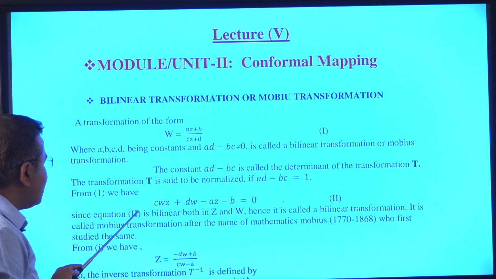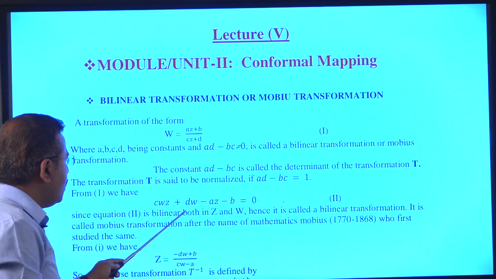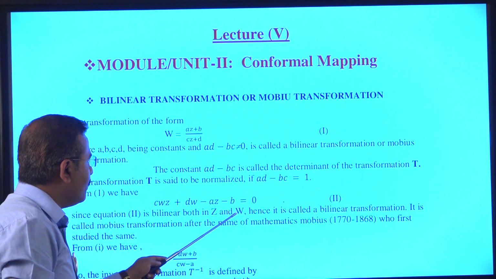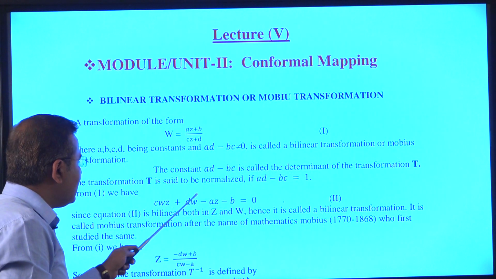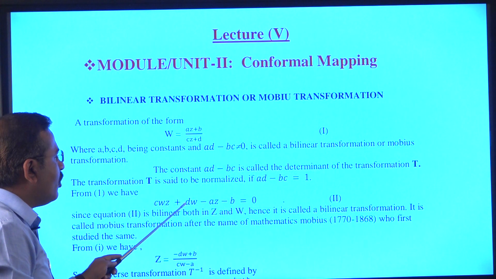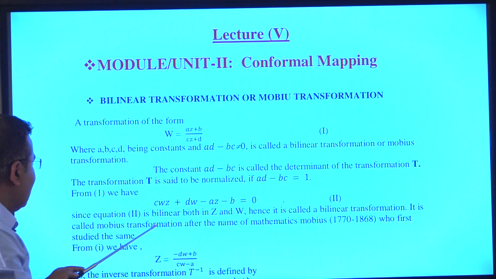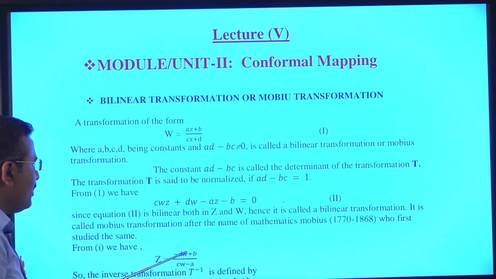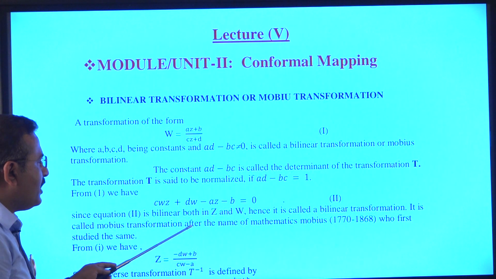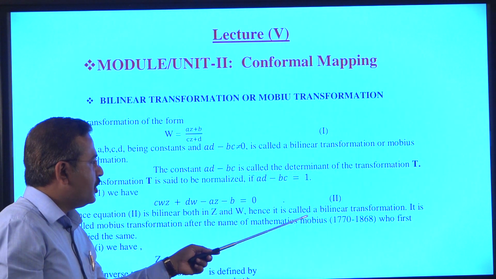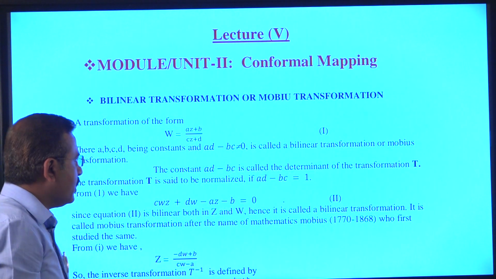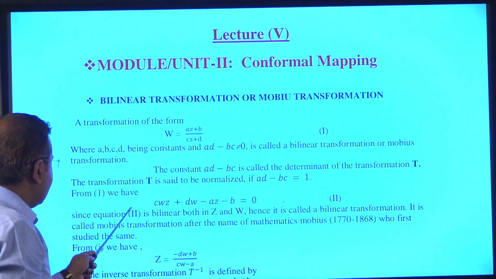This equation 2 is bilinear both in Z and W. In terms of Z and in terms of W, it is bilinear. Hence it is called the bilinear transformation. It is called the Mobius transformation after the mathematician Mobius (1790 to 1868), who first studied it.